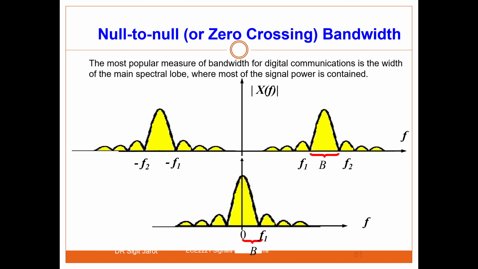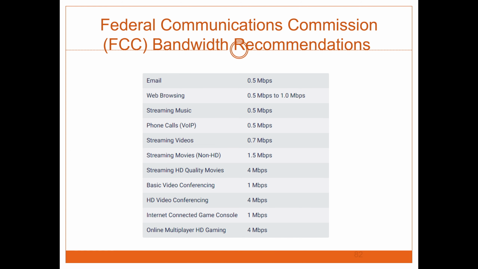This is an example of how to measure the bandwidth for digital communications. Usually we measure the central or main spectral lobe, where most of the signal is contained. Some bandwidth recommendations for certain applications are decided by the FCC at the international level or MCMC at the Malaysian level.